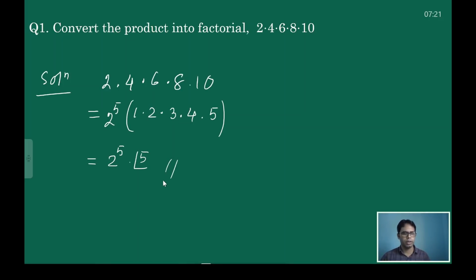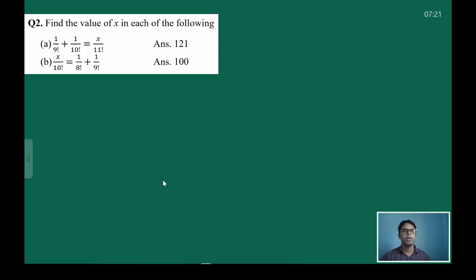Okay, so let me take the next question. Here I have two questions, A and B, and I am solving one for you and one will be homework for you. So let me take the first question, same method. I am solving this first question for you. Method is same. The problem is 1 by factorial 9 plus 1 by factorial 10 is equal to x by factorial 11. This is our question.